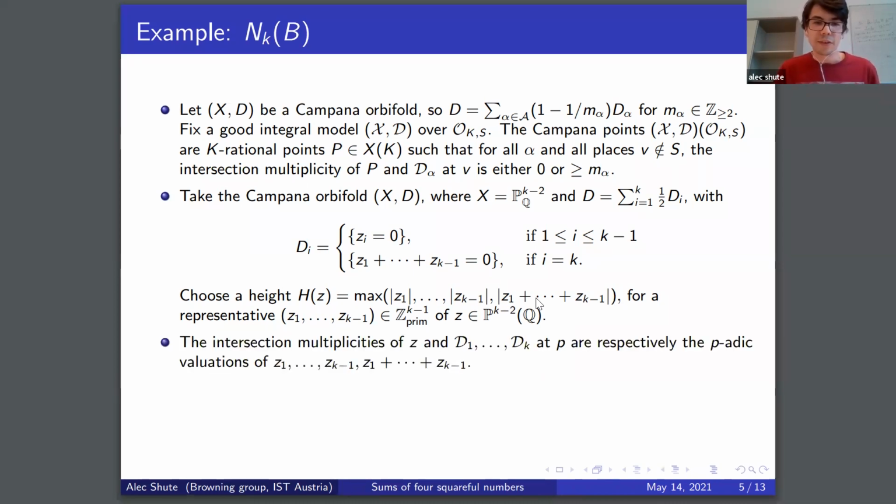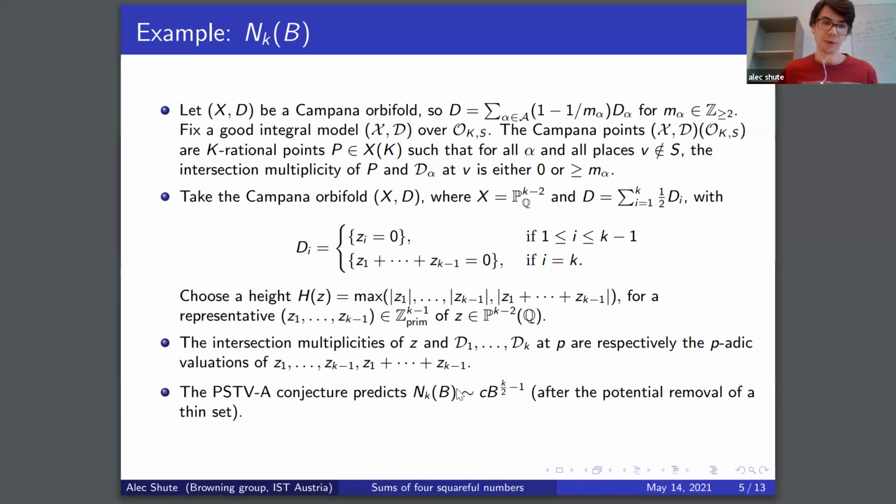And then the intersection multiplicity of Z with D_1 up to D_k at a prime p is precisely the p-adic valuation of these points. Because all the m_α are 2, that's saying that for all primes p, these p-adic valuations are either 0 or they're at least 2. And that holding for all primes p is precisely saying that these things here have all got to be squareful. So this is where the squareful condition in our counting problem N_{k,B} comes into the picture.